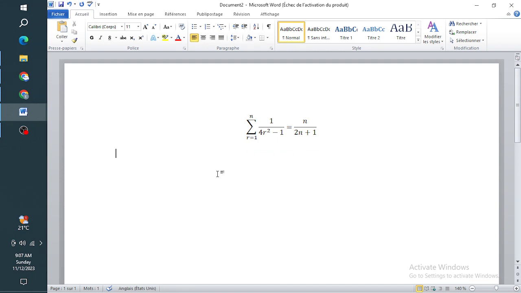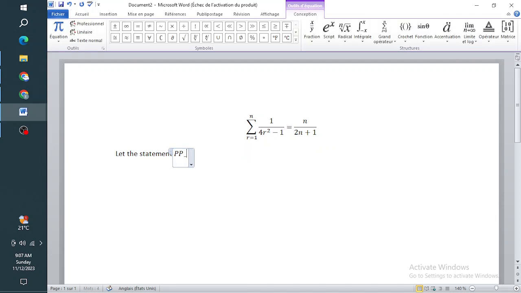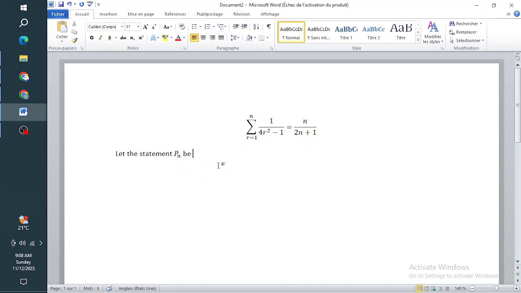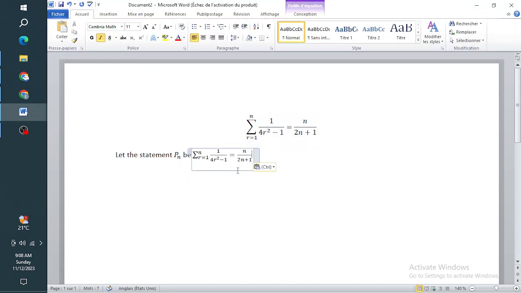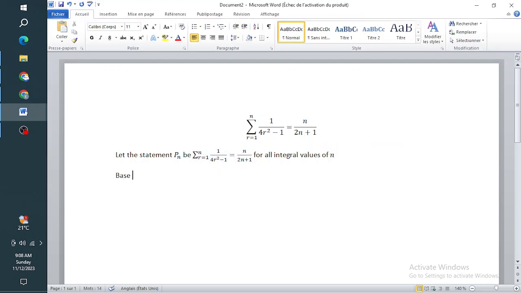To prove this by mathematical induction, we start by letting the statement P of n be what we are proving, for all integral values of n. Now we need to start by verifying that the statement is true for the very first value of n. So you have to verify that the statement P1 is true.